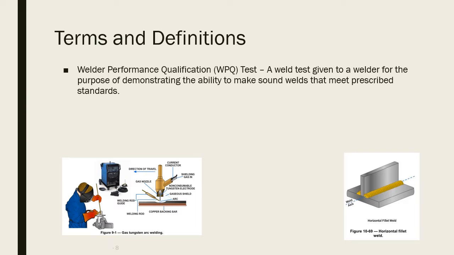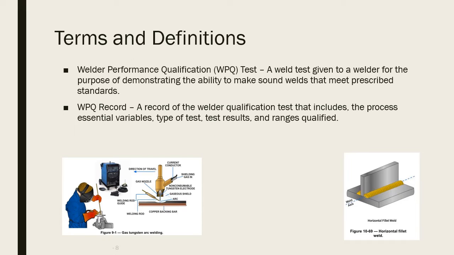Welder Performance Qualification Test is a WPQ. It's a test given to a welder for the purpose of demonstrating the ability to make sound welds and meet prescribed standards. A WPQ record is the record of a welder qualification test that includes the process, essential variables, types of test results, and range qualified.